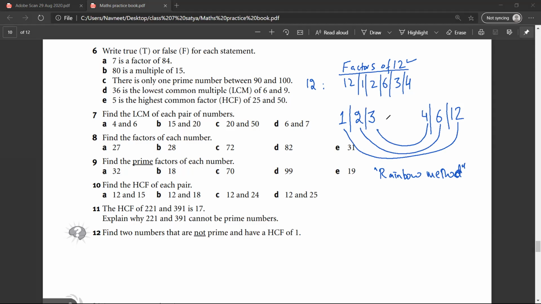Have you understood how this works? Yes, sir. Any other number you can write? No, I don't think so, because 3 and 4 have come. So the factors would be 1, 2, 3, 4, 6, 12. Have you understood? Yes, sir. So due to this, they call it the rainbow method. So for example, if I have to find the factors of 25, I'll write 1 here and 25 here. What is the second number I can write?